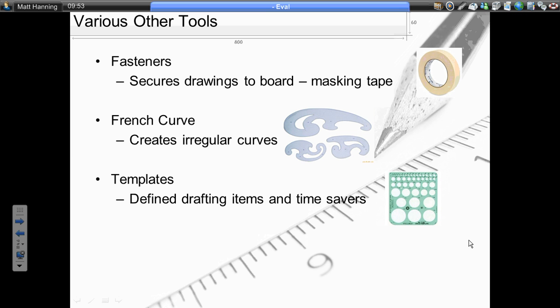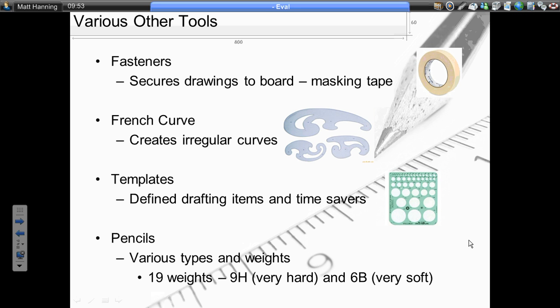Your templates, there's tons of them. Has anybody ever seen like an architectural template at all? It's like a chair, a dining room table. Anybody ever seen any of them? I am getting too old, and I'm not that old. Still see these things. They have all sorts of templates.